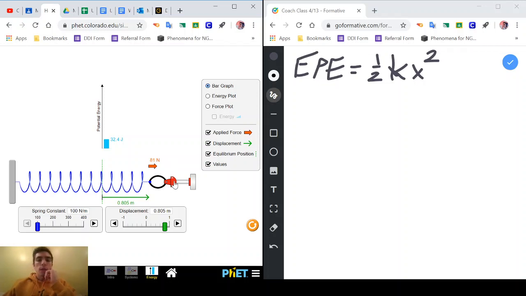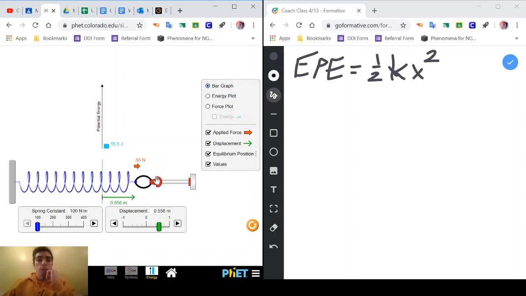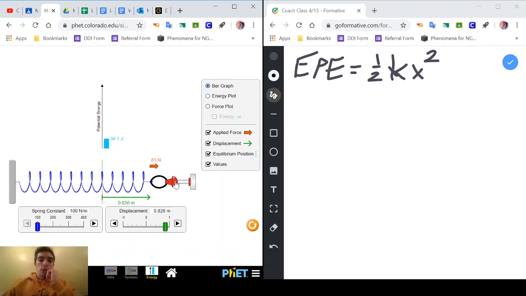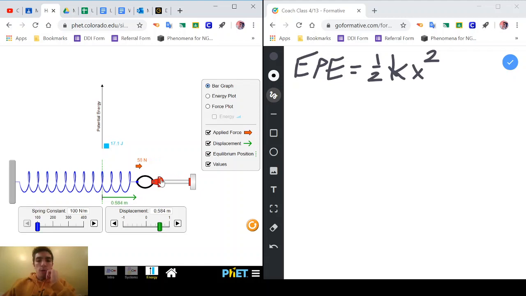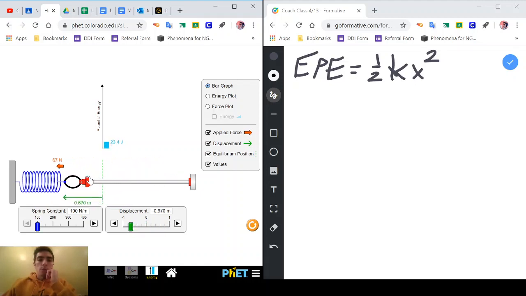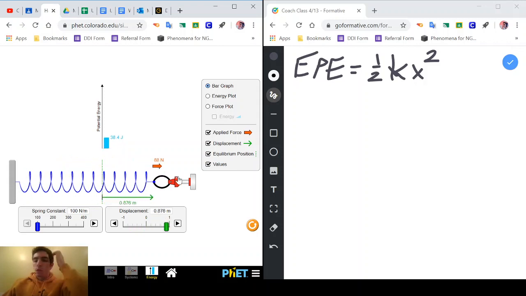So the first thing that you guys have to do in today's work is investigate whether the direction that we move this spring in is going to affect the energy. Basically, if I stretch this to 0.5 meters or whatever it is, will that give me a different energy than if I compress it 0.5 meters? That's the question that you're answering first.